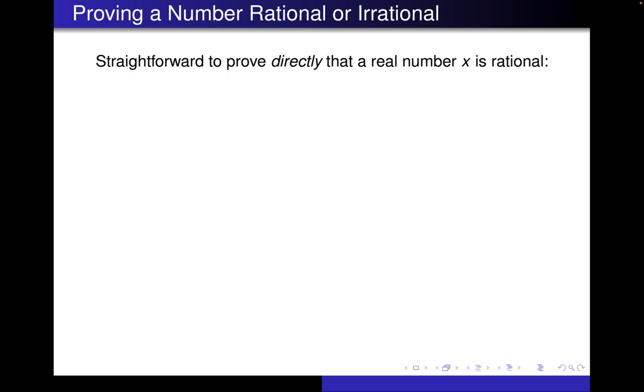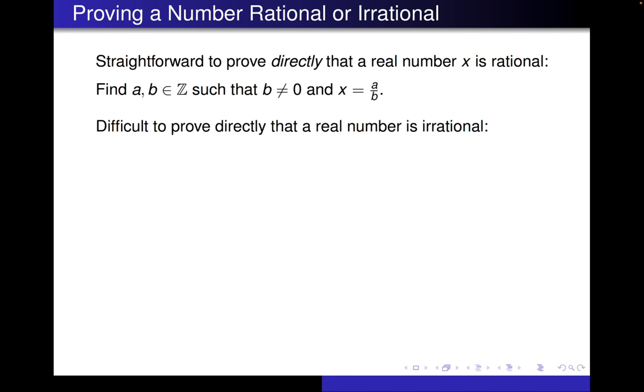All right. Now, as you can imagine, it's pretty straightforward to prove directly that a real number x, say, is rational. Maybe not easy, necessarily, depending on the problem, but straightforward. You look for two integers, a and b, such that the denominator b is not equal to 0, and x equals a over b. If you get any two numbers that do that, you're in great shape. You've proven that it's a rational number.